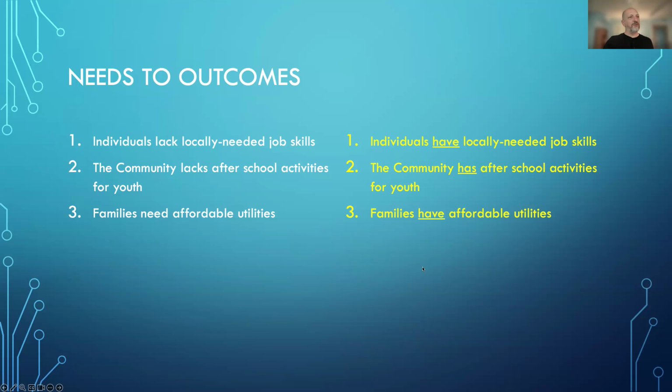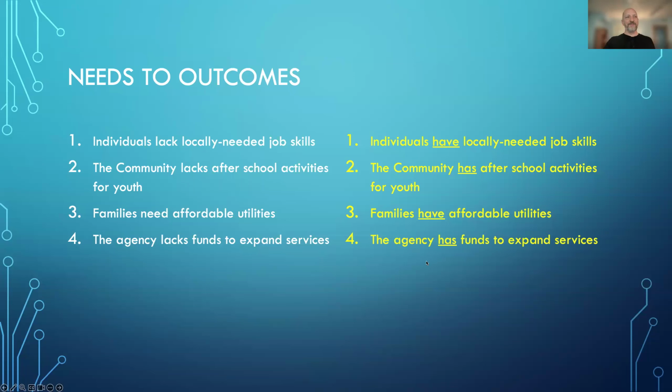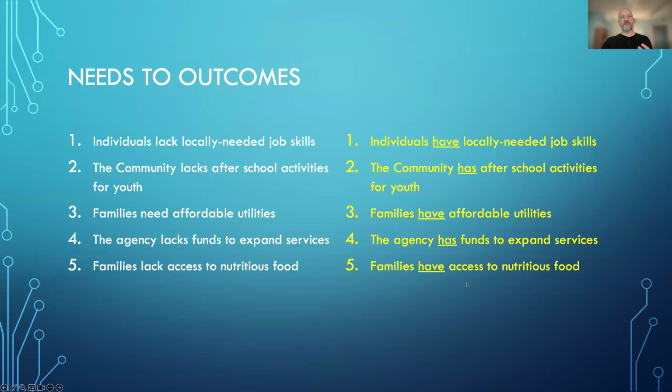So I've got a few more of these and I'll leave the slides with you, but the agency lacks funds to expand services. I feel like we're on a roll here. So the agency has funds to expand services. If families lack access to nutritious food, the families have access to nutritious food. This one's a little, if I was actually converting this into a needs statement, I may switch that back over to community, as a matter of fact. So I'll put a little caveat there so that we interpret that into a community need from the beginning. But if we were to leave it as such, then the families would have access to nutritious food.